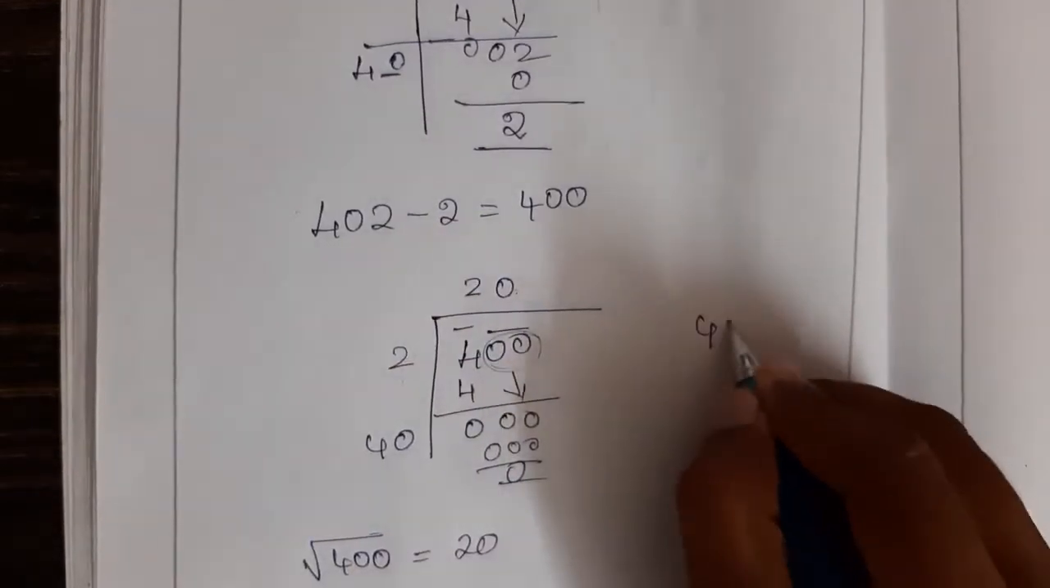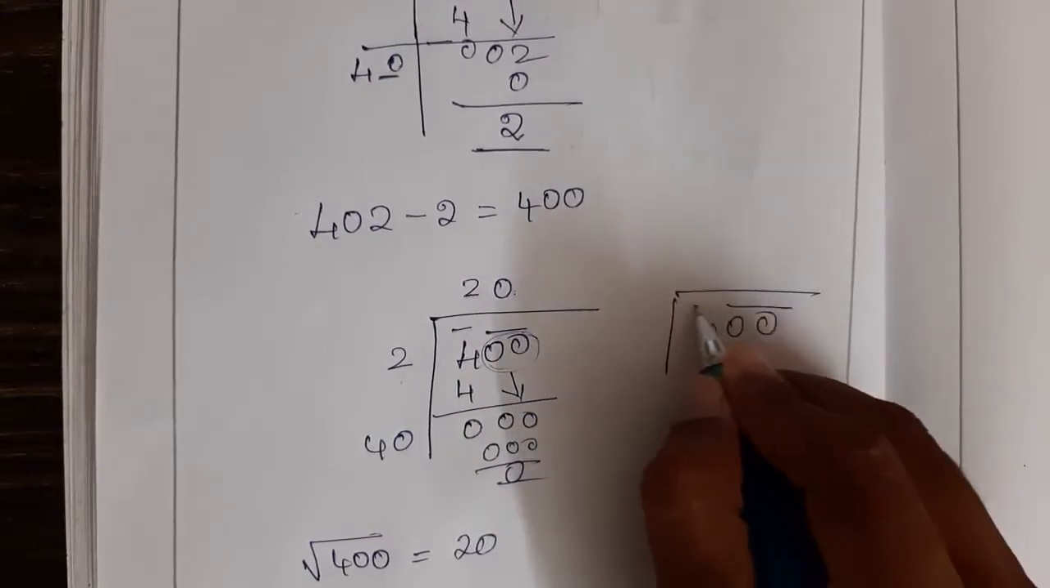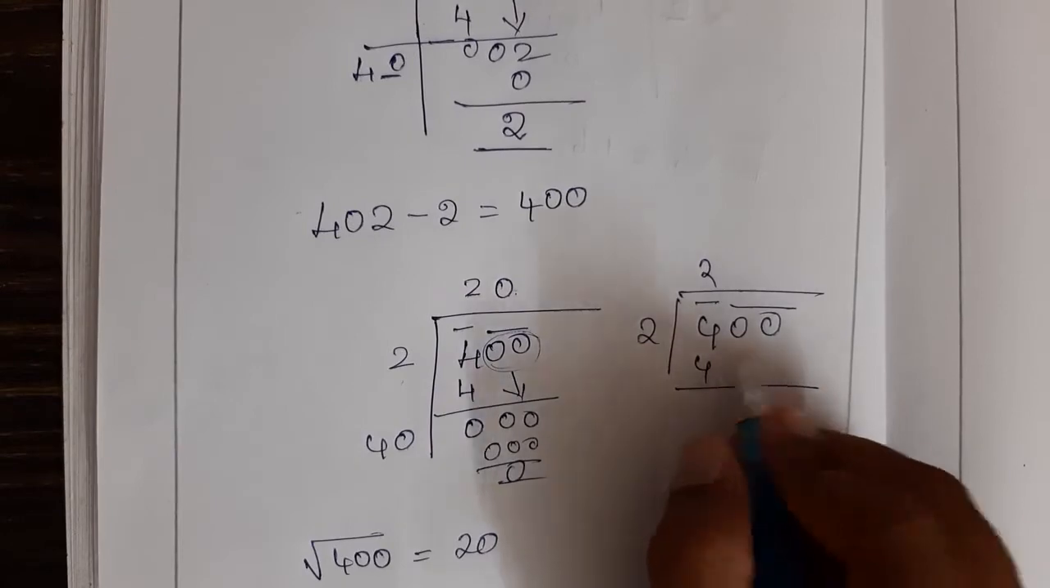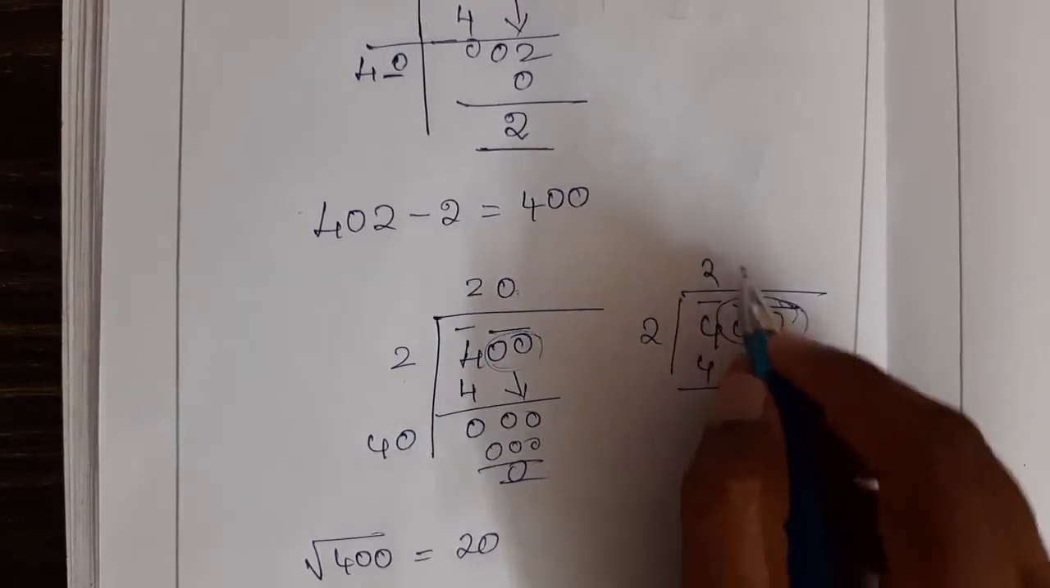Otherwise, you can write 400 by taking it pairwise. So 2 2s are 4. Up to this we know, right? So next 2 zeros are there, right? Just write a 1 zero here.